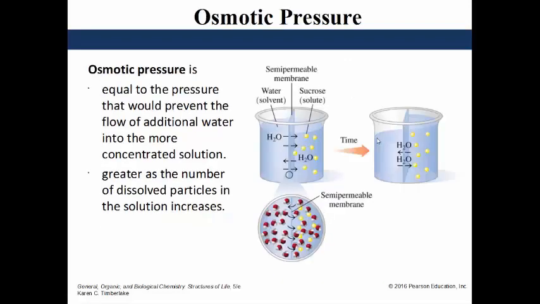We'll move on to osmotic pressure. Now the osmotic pressure is equal to the pressure that would prevent the flow of additional water into the more concentrated side. And of course the osmotic pressure is greater as the number of dissolved particles increases. In order for this water to be slowed down from going from here to here, the osmotic pressure needs to be higher, basically to put the brakes on the flow of water across the membrane into the higher concentrated side.